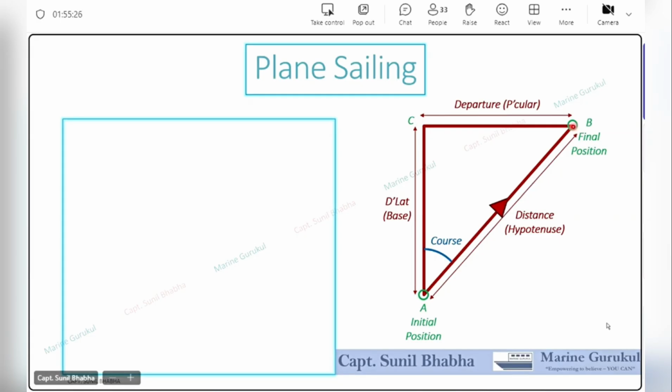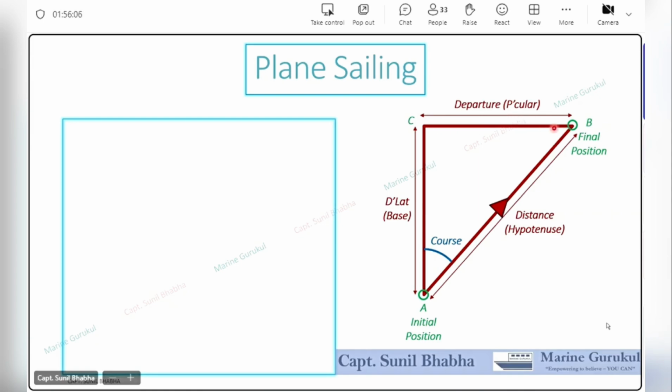Now on a Mercator chart, we have two units or two scales. One is the latitude scale and another is the longitude scale. The distance is always measured on the latitude scale. 1 minute of latitude is equal to 1 nautical mile, 1852.3 meters. Also the side A to C, which gives us the D-lat between the two positions, is measured on the latitude scale. So the third side also has to be measured on the latitude scale itself.